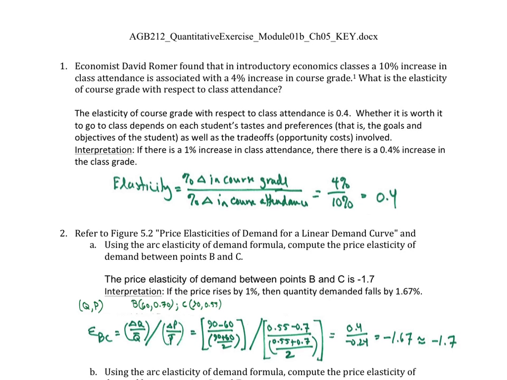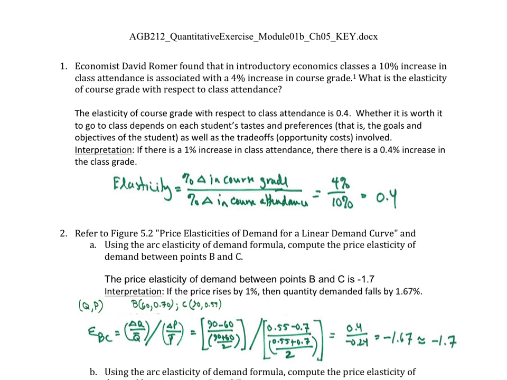Economist David Romer found that in an introductory economics class, a 10% increase in class attendance is associated with a 4% increase in course grade. The key thing in this elasticity, and it's reinforced in the JIT, is you're looking at what is the independent thing that happens first and what's the subsequent impact. So that independent thing is in the denominator, and that subsequent impact is in the numerator.